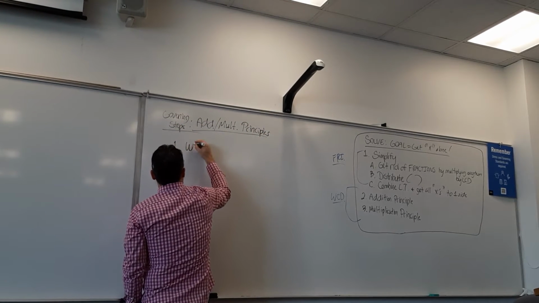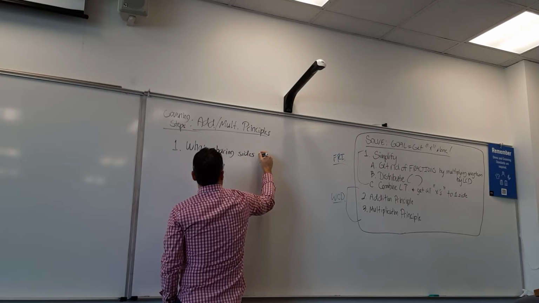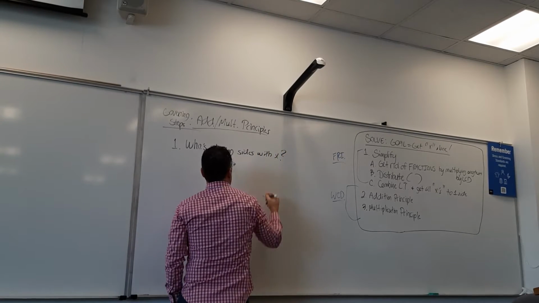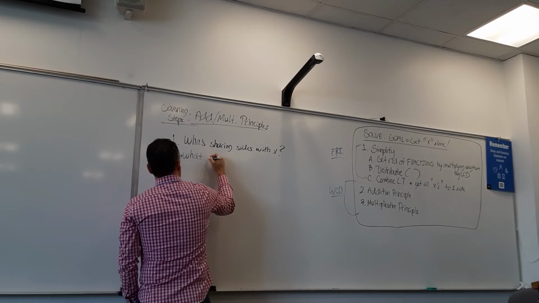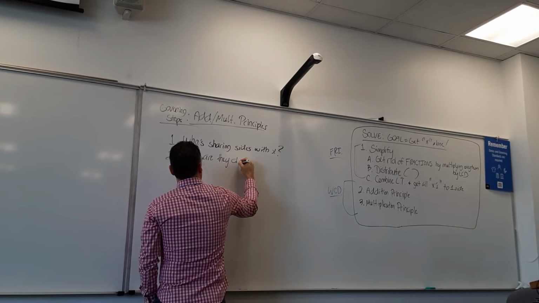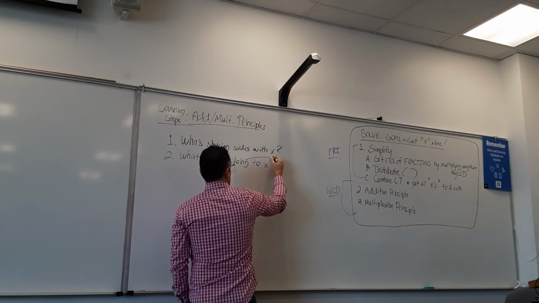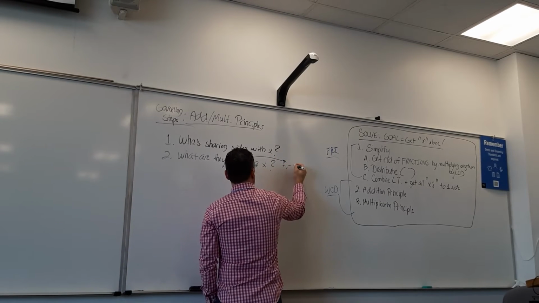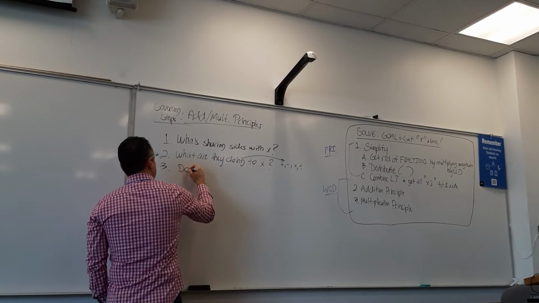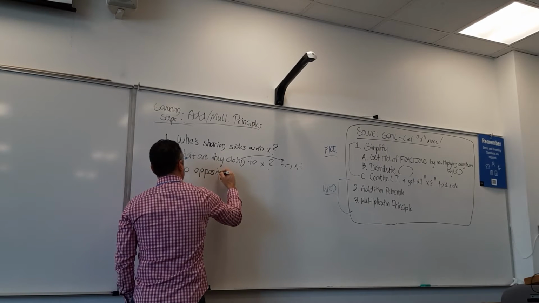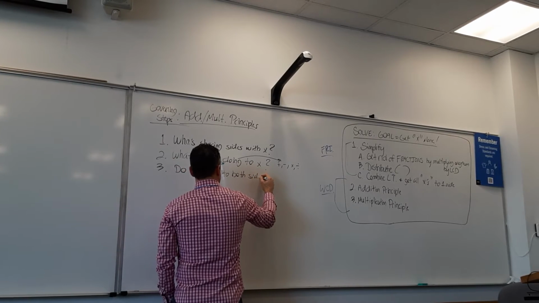Number one, you gotta ask yourself who's sharing sides with x. Okay? And x stands for the variable. All right? Step number two, what are they doing to x? Okay? And we say doing. There's only 4 things we do: add, subtract, multiply, divide. It's one of those 4. And finally, you're going to take action and you're going to do the opposite of add, subtract, multiply, divide to both sides, which means you're going to obey the balance rule.